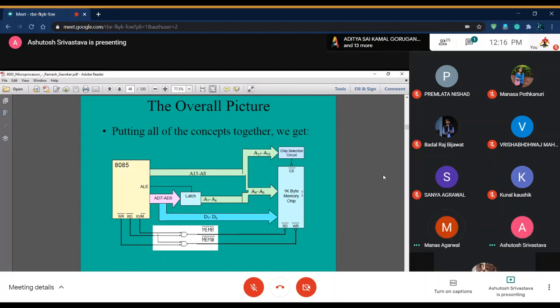Yes, sir. So what do you mean by chip selection and the concept of memory read and memory write? Memory read and memory write is what? Suppose you want to retrieve your data from here. So what will you be doing? You will be reading from a particular memory address.